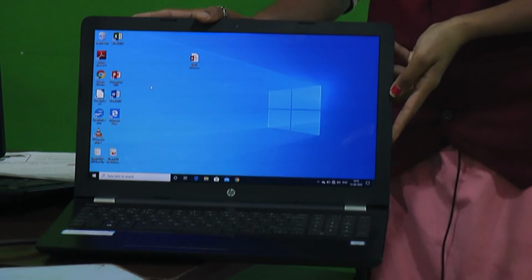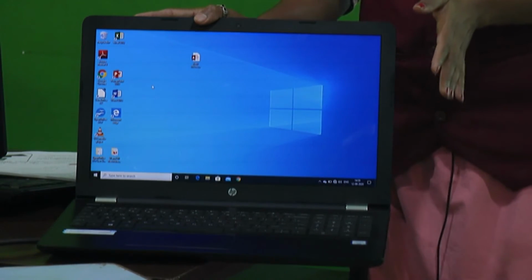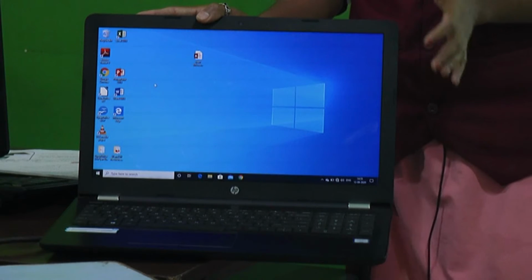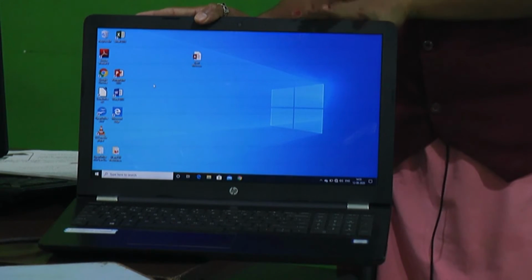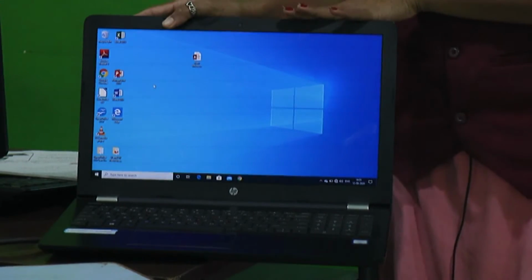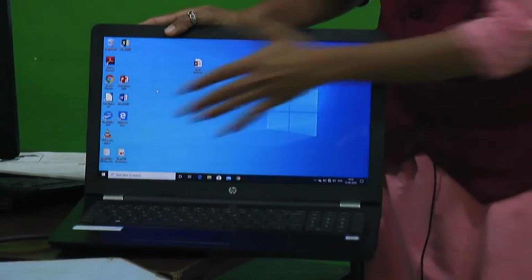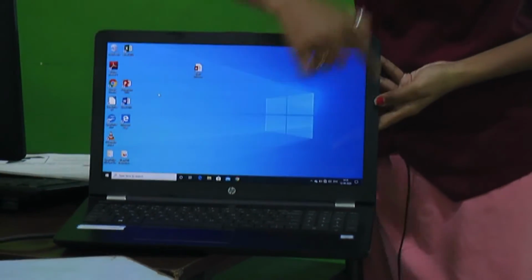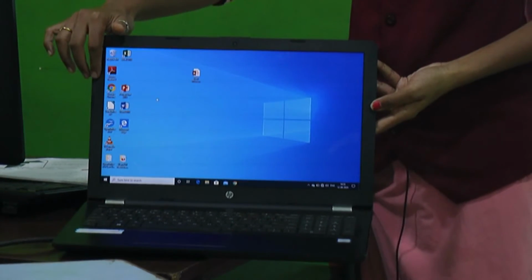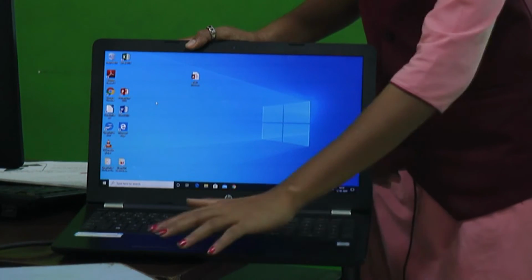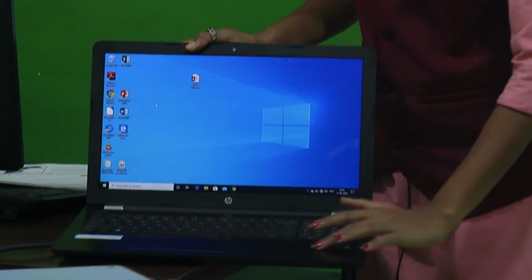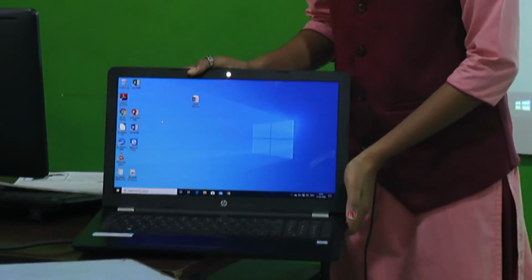A desktop computer has different parts: monitor, keyboard, CPU, mouse. But in a laptop, these parts are in the laptop itself. There is no other part. In a laptop, this screen is called the monitor. It looks like a monitor, right? It is the keyboard. What is this? Good, it is the mouse, and inside there is a CPU.